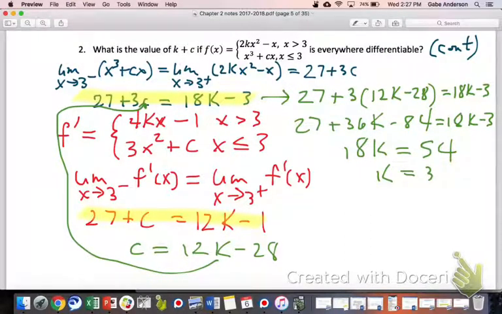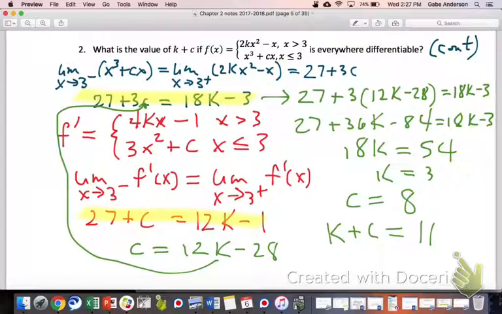Is that good? Okay, so if k equals 3, then c is equal to 12 times 3, which is 36, minus 28 is 8. Yeah? Okay, cool. So k plus c is what we were originally asked for. 3 plus 8, of course, is 11. So that'd be our final answer.